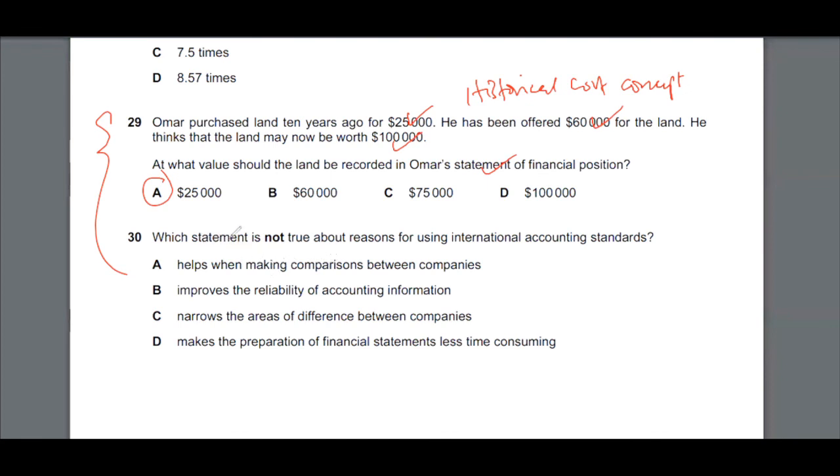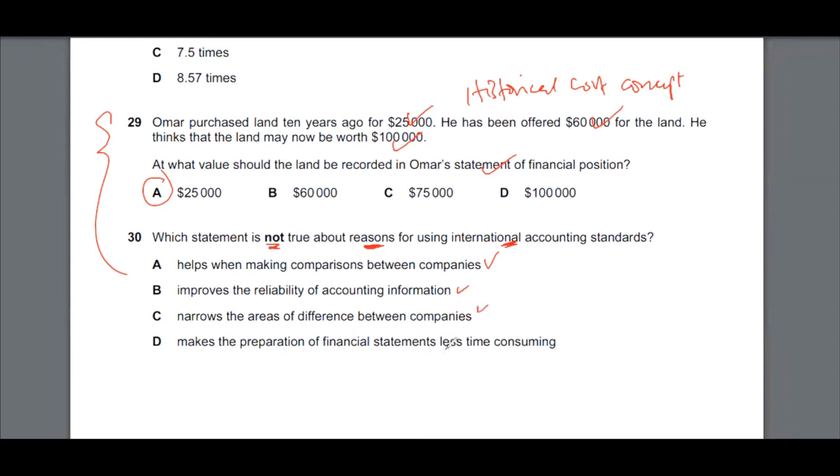Multiple choice 30: which statement is not true about the reasons for using international accounting standards? Helps when making comparisons between companies, right? So it does help, so it's true. Improves the reliability of accounting information, that's true. Narrows the difference between companies, that's true.